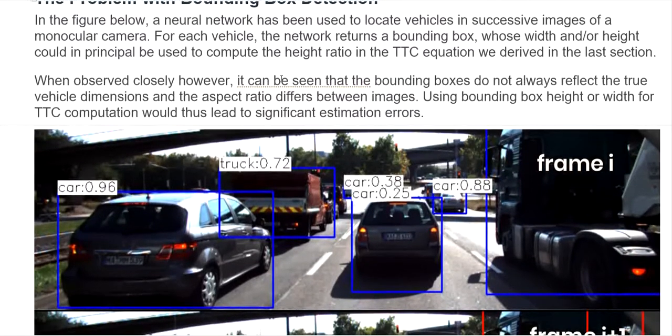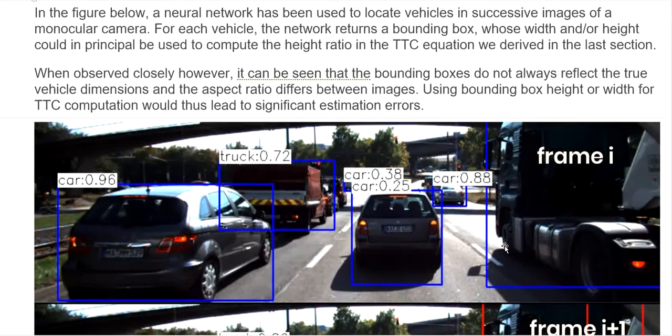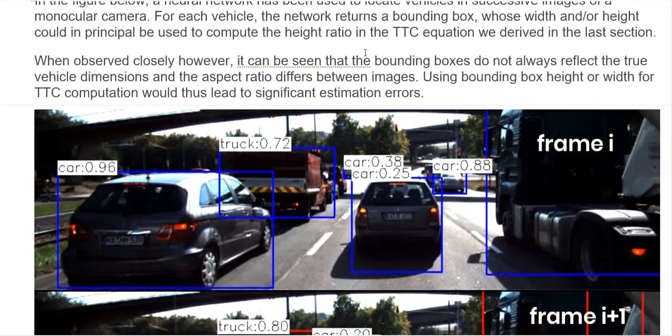For each vehicle, the network returns a bounding box. I think you're familiar with this when you use machine learning or deep learning to detect the car right here and return the bounding box with the width and height, okay? And we can use it to compute the height ratio in the TTC equation, the time to collision equation, right? Right now you have the bounding box of the car and we can apply the ratio of the height of the image right here. You can plug it into the formula to get the time to collision, okay?